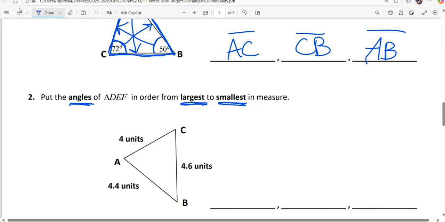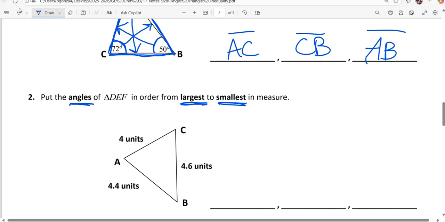So here's what people are going to do wrong. They're going to see large to small and put 4.6, 4.4, 4. That's not how it works. That's a measurement, not a name, and that's not even an angle. That's a side length, okay? So here's how you do this. I want to find the largest angle. Well, first we need to find the largest side.